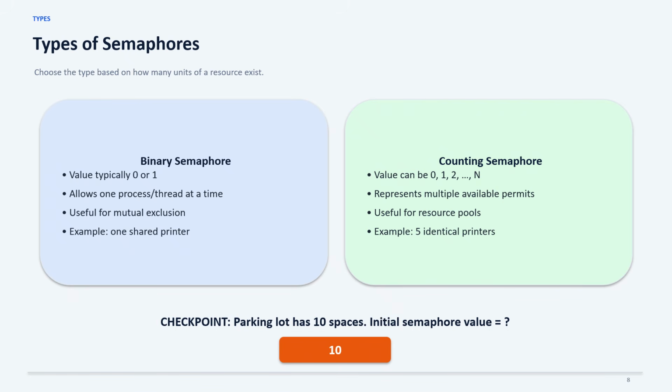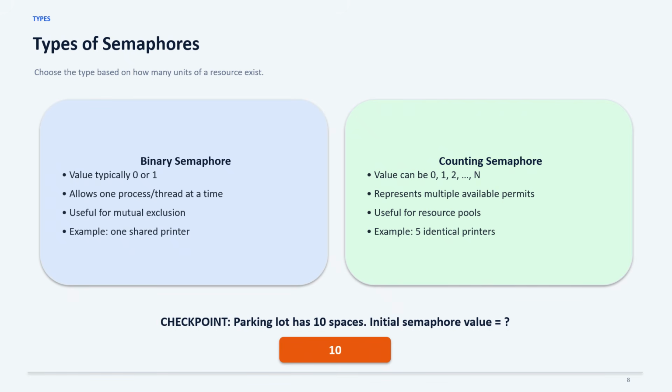The second type is a counting semaphore. A counting semaphore is useful when multiple instances of the same resource are available. For example, suppose a computer lab has 5 identical printers. The semaphore can be initialized to 5. Each process that obtains a printer reduces the number of available permits. When a printer is released, the permit is returned.